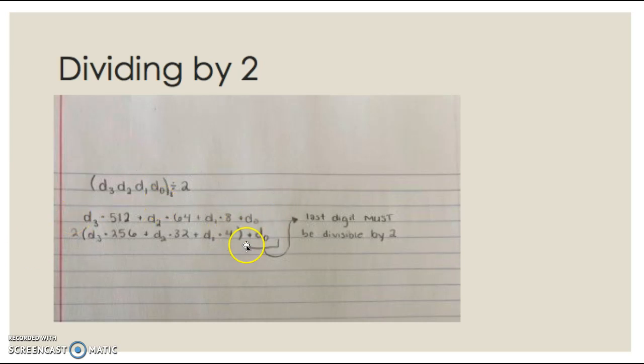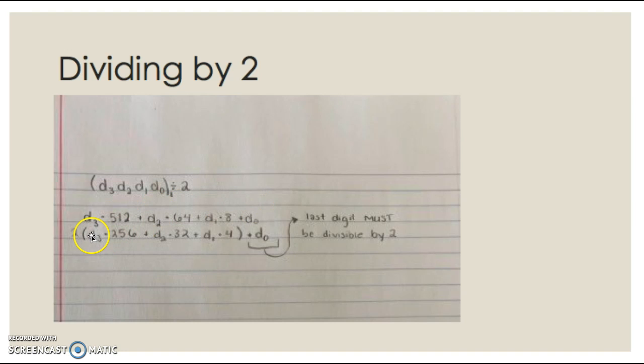Because D0 is always our ones place, it's not going to be multiplied by anything. D1 in base 10 would be times 10, but since this is base 8, we're doing D1 times 8. D2 is our 64 place, and D3 is our 512 place, because 64 is 8 squared and 512 is 8 cubed.